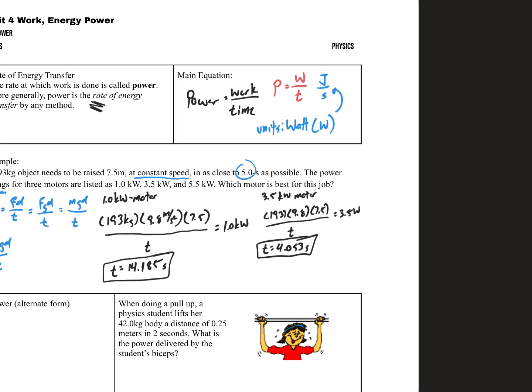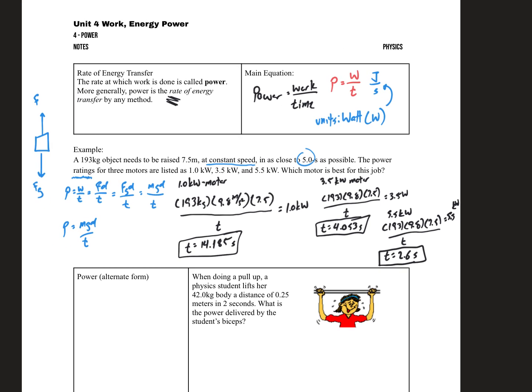Scoot off to the side here. And then for the 5.5 kilowatt motor, it's 193, 9.8, 7.5 over the time, and we set that equal to 5.5 kilowatts. Sorry, I ran out of room. And then I get a time value of about 2.6 seconds.